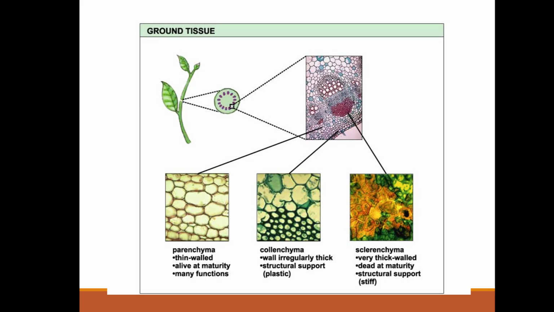And all of this is made up of ground tissue. So parenchyma is thin-walled, it's alive at maturity, it provides many functions. Collenchyma, these are irregularly thick walls that provide structural support, and sclerenchyma, which are very thick-walled and dead at maturity, also providing structural support.